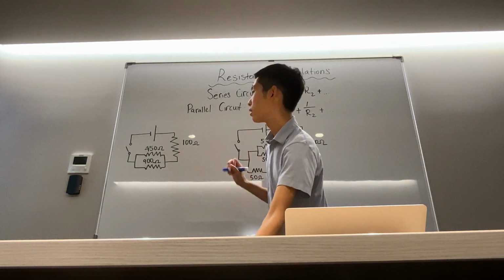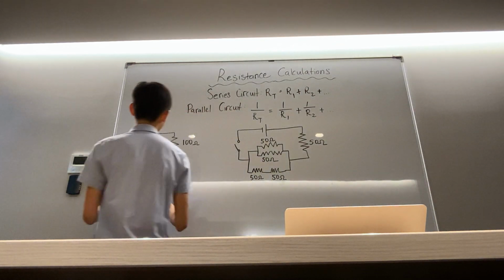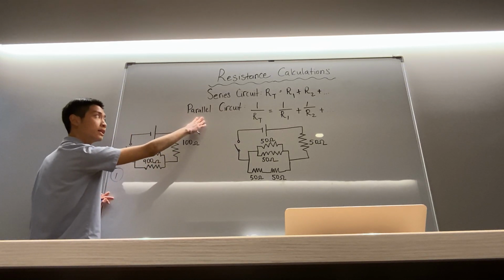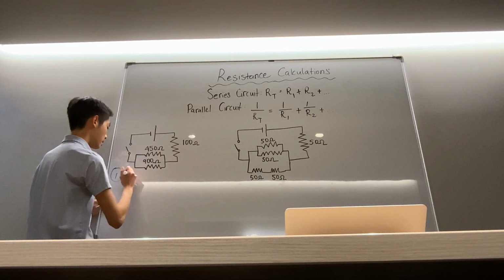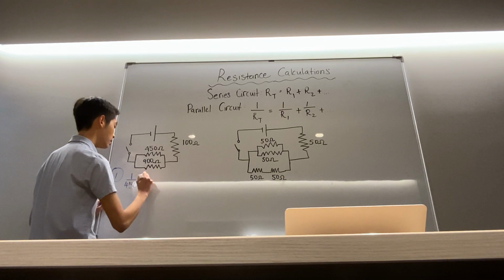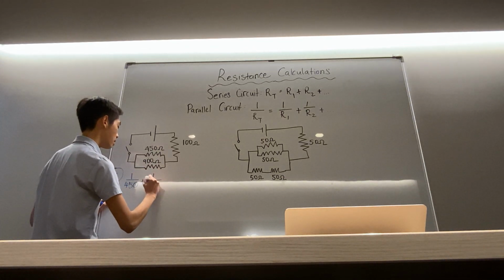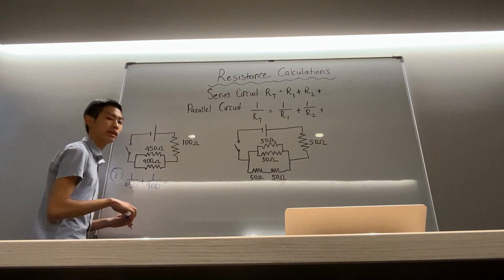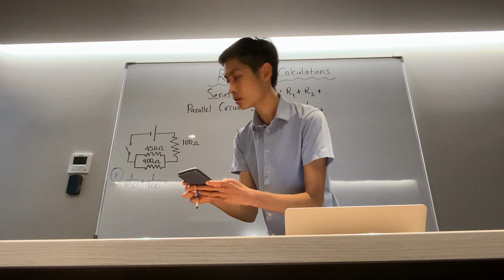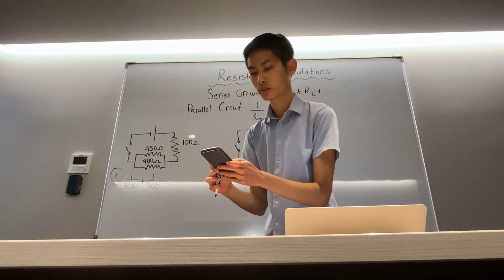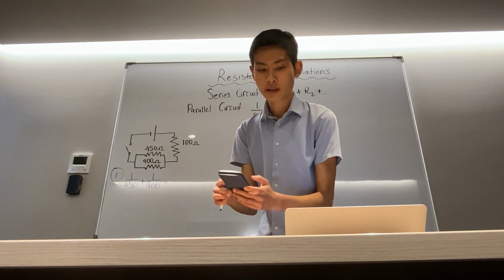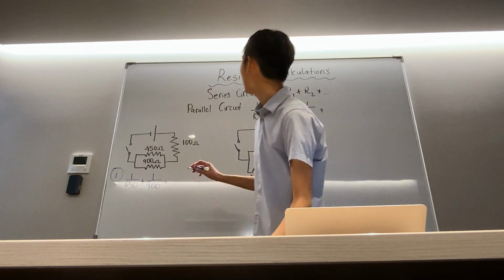So first step, number 1, is to calculate this portion, the parallel portion. So let's use this formula for parallel circuits. It's going to be 1 divided by 450 plus 1 divided by 900. Now let's see what that gives us. Now that gives us 300 ohms.